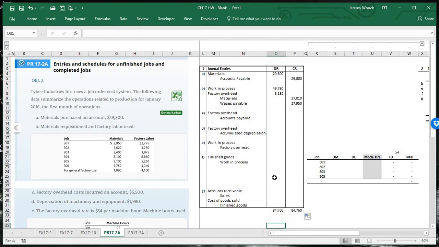So, yep, those two equal each other, so we're good, we're in balance. So the next one is factory overhead incurred on account. When we incur factory overhead, we're actually writing checks. So we're not applying it to the goods, but we're increasing it just like we would increase direct materials when we buy materials. So it said we did that for 5,500.